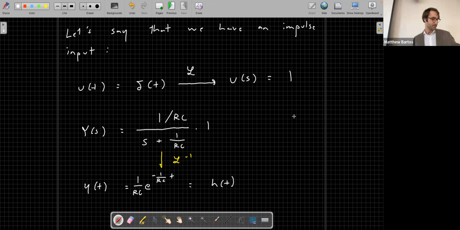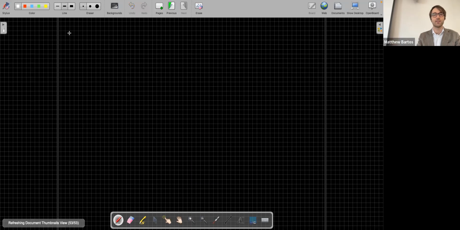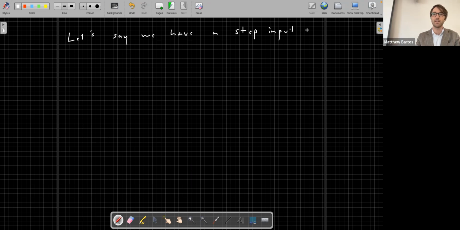Okay. Great. Okay. So let's say we have an input to the system that isn't so simple. Let's say we have a step input. Who knows what I mean by step input? You know what I mean by step input, right? So it's going to be a function. I'll often write it as u(t) is equal to 1(t) for t greater than 0.